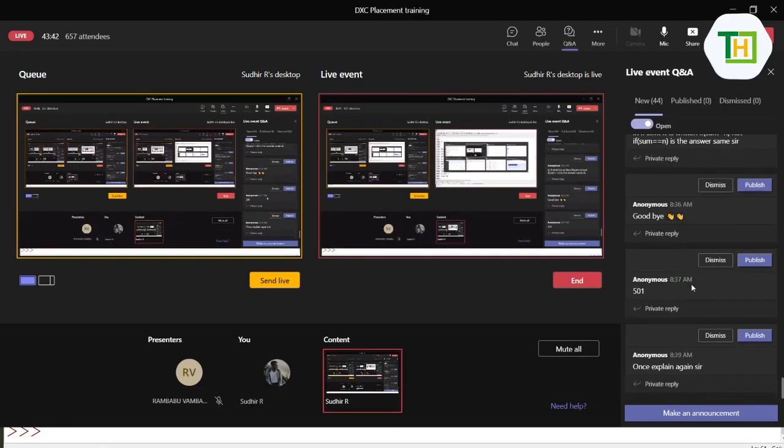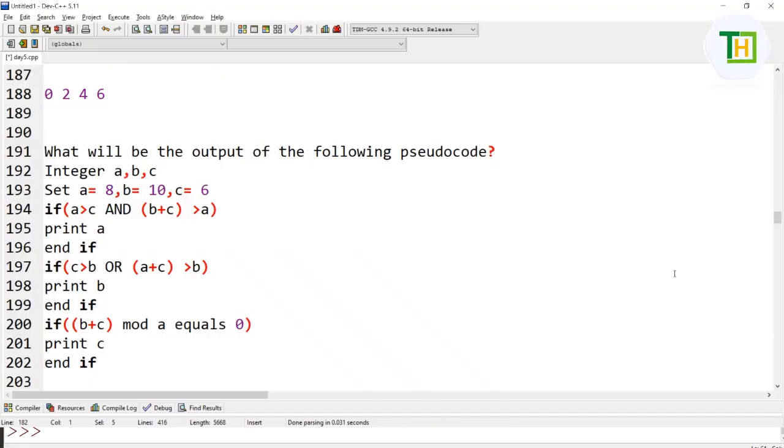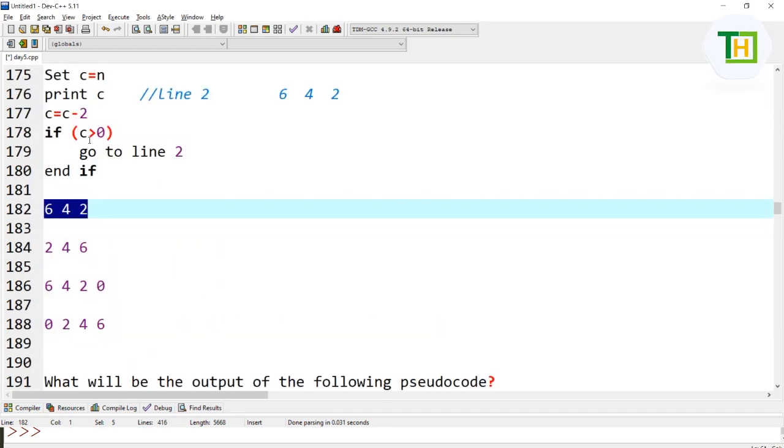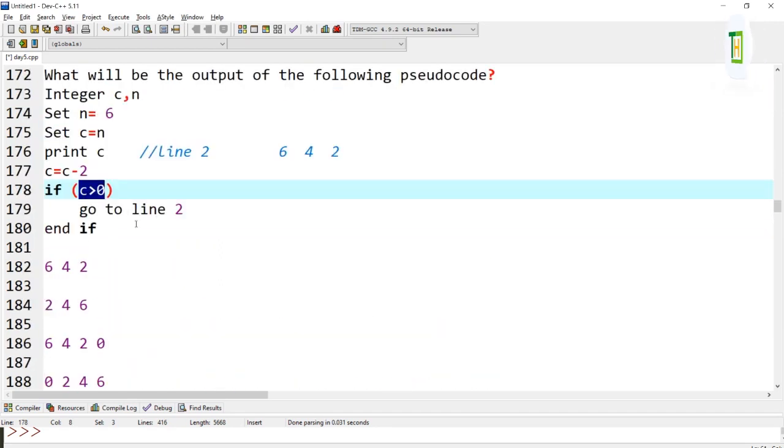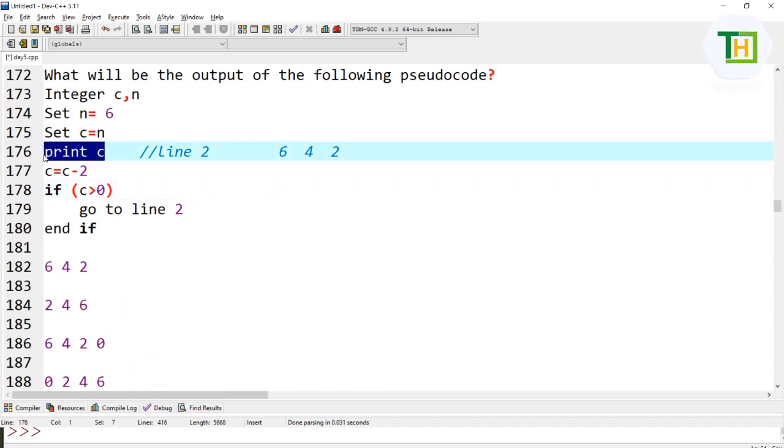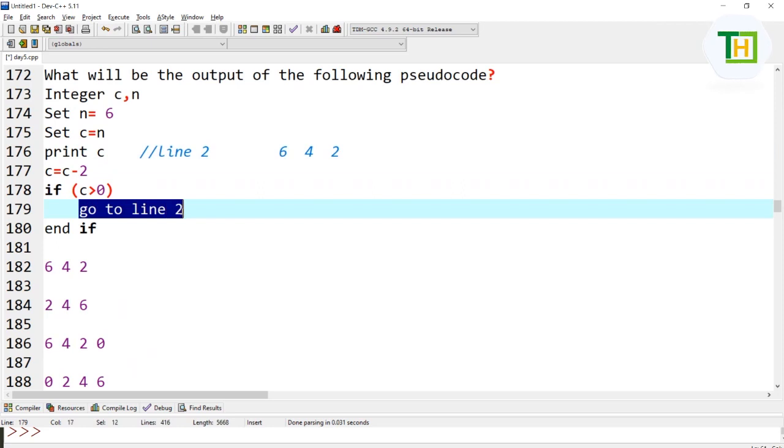Six, 4, 2 only. If C is greater than 0, we have to move to line 2. Line 2 means it is printing and we have to execute from this again. Go to is working as some while loop here.